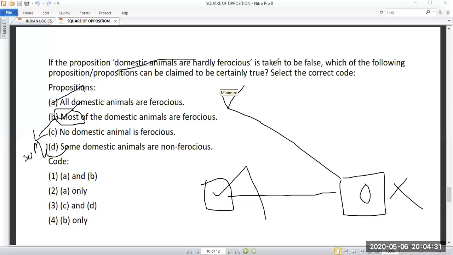Rahul, are you getting it now? What I said? Yes, yes. Yes. So we'll move to the next question.